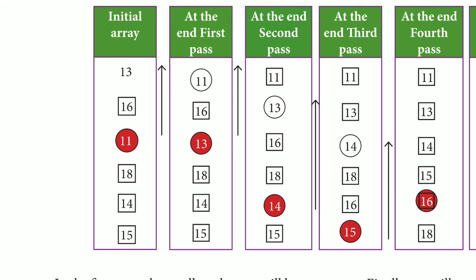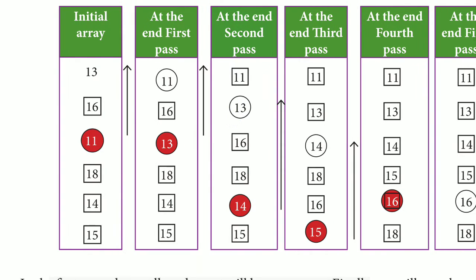a very low value, the number which is very low. So it searches for the very lowest number. You can see that 11 is the very smallest number here. So it will swap it immediately to the first position. In the next step you can see that 11 is swapped to the first position.